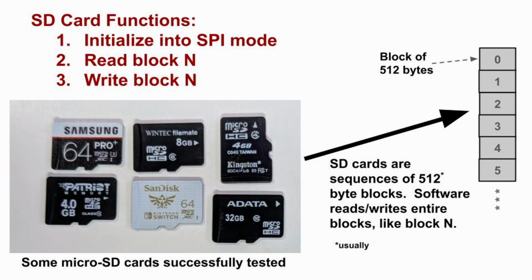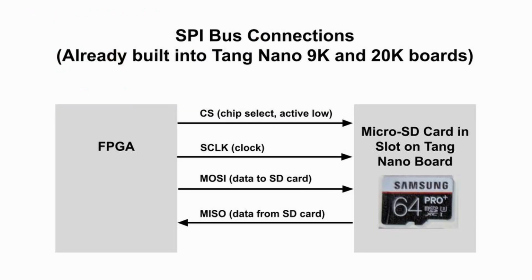So, the functions that software can use are initialize the SD card into SPI mode, read a 512-byte block, and write a 512-byte block. The connections between the FPGA and the micro SD card are just standard SPI signals. It's good to note the signal names. These connections are already on the Tang Nano 9K and 20K. You don't have to do anything other than insert an SD card into your board. Let's take a quick look at the system in action before diving into how this works.